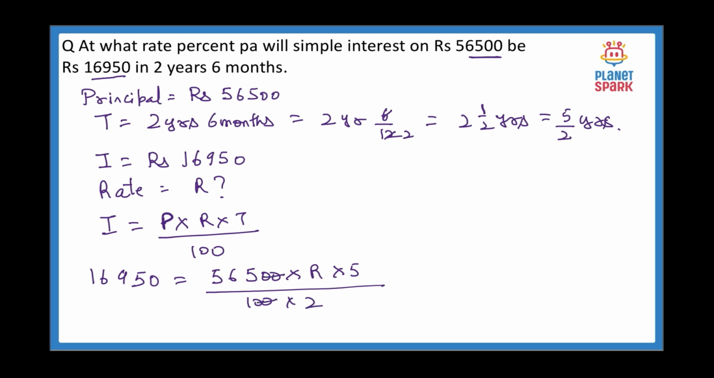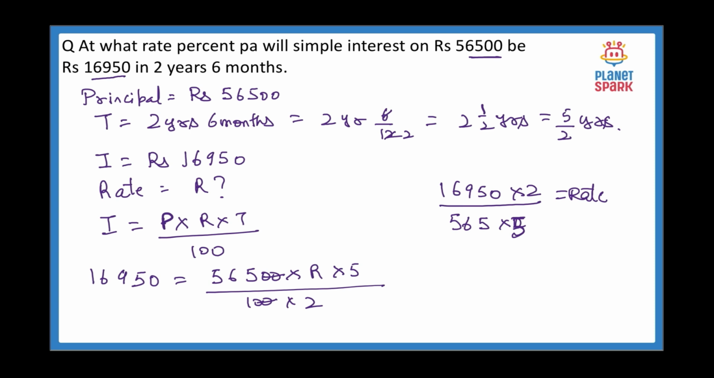On transposing them, we'll get the rate is equal to 16950 into 2 divided by 565 into 5. And on further calculations and simplifications, we are going to get that my answer is going to be equal to 12% per annum. So rate is going to be 12% per annum.